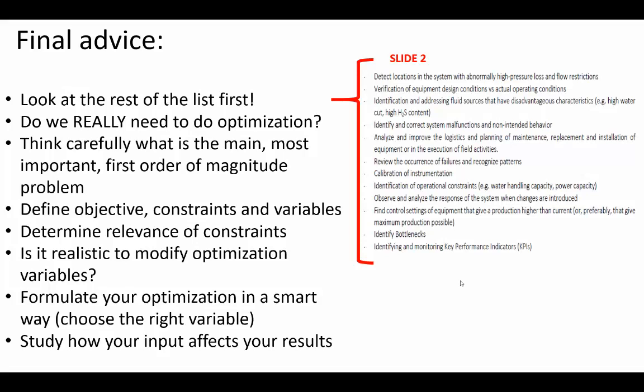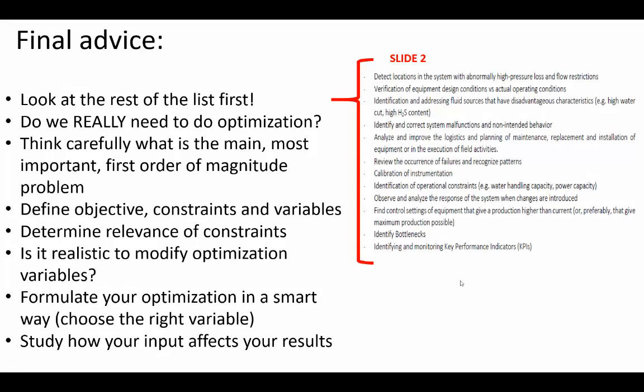After that, if you still go forward with it, you have to think carefully about what is the main, most important, first order of magnitude problem, what really is affecting the KPI that you're concerned with. If it's revenue, is it oil rate? Is it cost? Are operational expenditures an issue? Is it the number of wells that is contributing most? Then, after you have clarified your problem, you have to define your objective, constraints and variables very clearly.